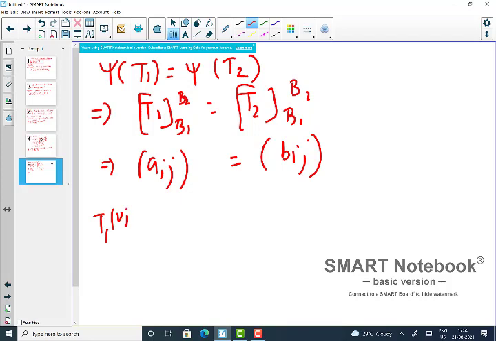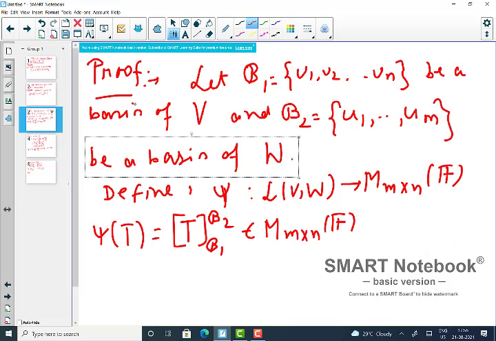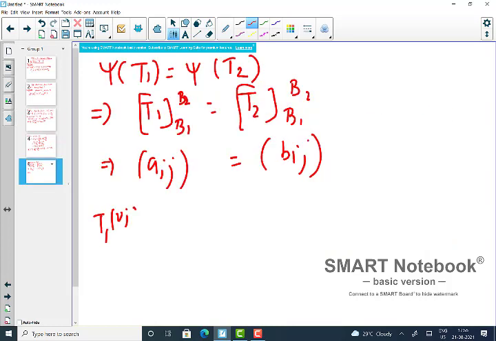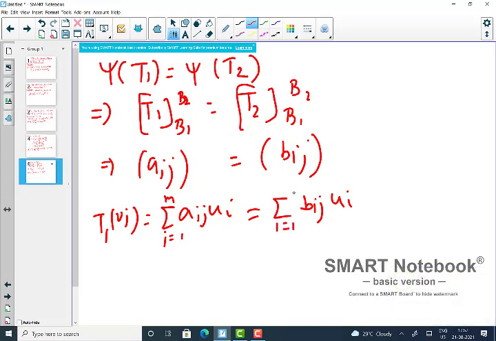That means T1 of Vj. So what are the bases? Let me check it again: V1 to Vn. So T1 of Vj is nothing but the summation of Aij Ui, i equal to 1 to m, right? But Aij equals Bij, entry-wise they are the same. So what does that mean? That means you write down Bij times Ui, i equal to 1 to m, and that tells you this is nothing but T2 of Vj.